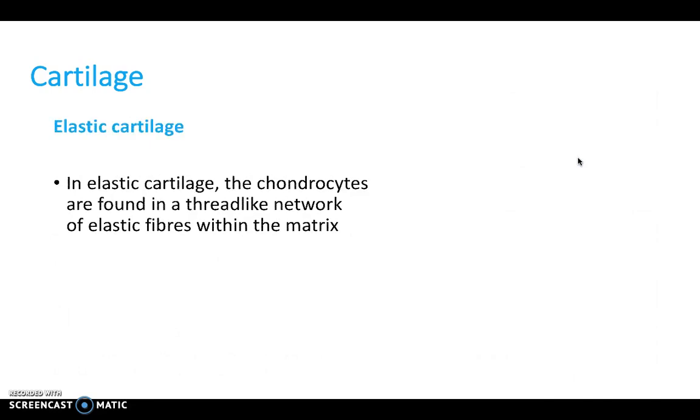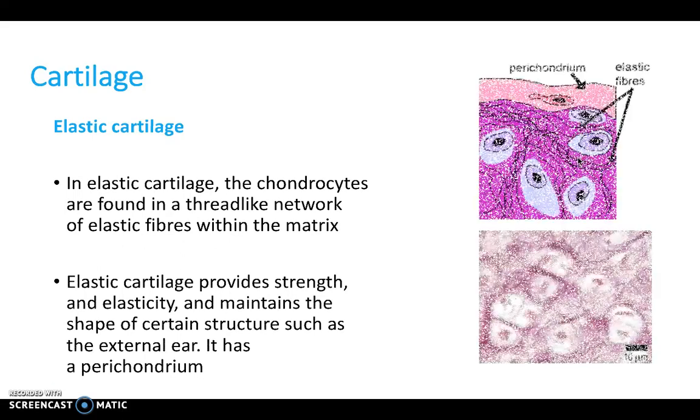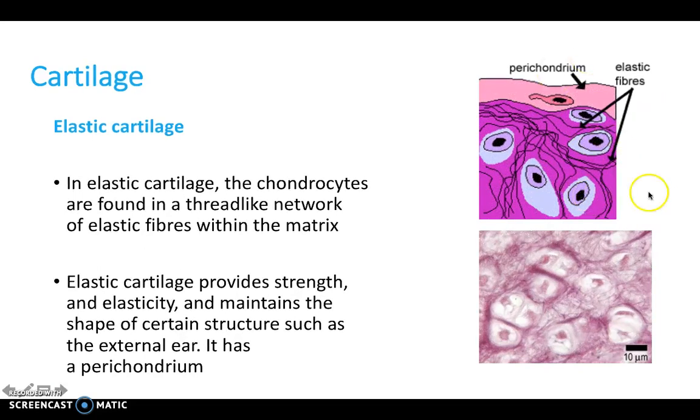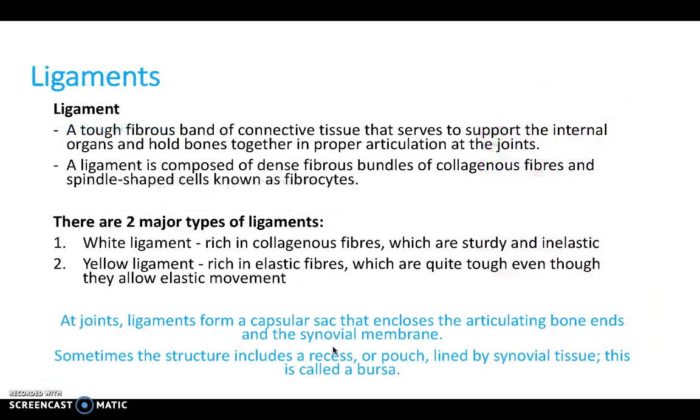And finally, we have elastic cartilage, like we said, the least common form of cartilage, and the chondrocytes are found in thread-like networks here of elastic fibers within the matrix. Elastic cartilage provides strength and elasticity, and maintains the shape of certain structures such as the external ear, and this type of cartilage does have a perichondrium.